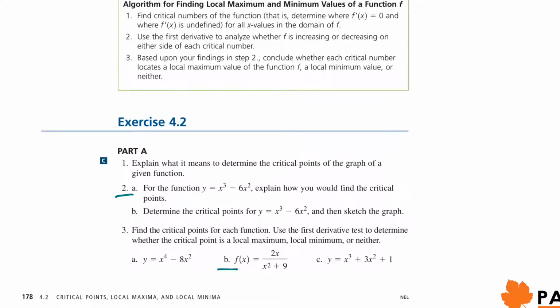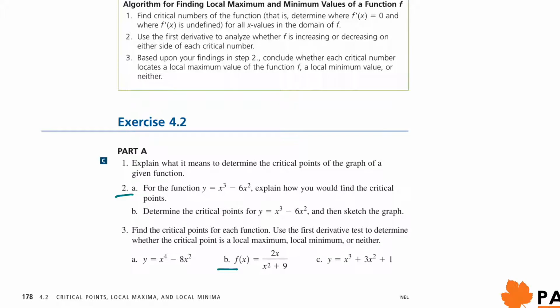To find the critical numbers, we take the derivative of the function, set the derivative equal to 0, solve it for x. Then evaluate the original function for the values of x and determine the critical points.